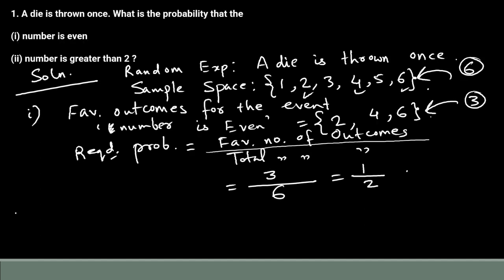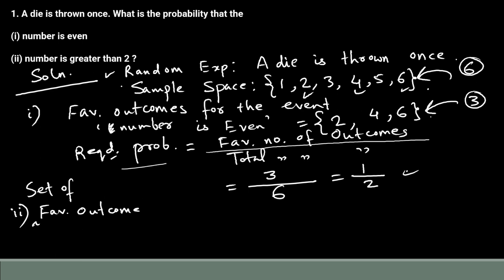So hope this is clear to you. So number 2 is, the given number is greater than 2. Again, favorable outcomes, or you can write set of favorable outcomes. That is better. Whatever. You have to make sure the examiner understands it. So write something. Just don't write required probability 3 by 6 equals half.